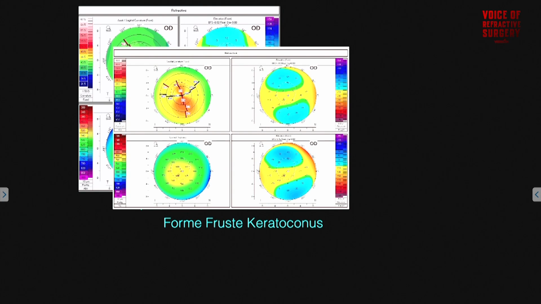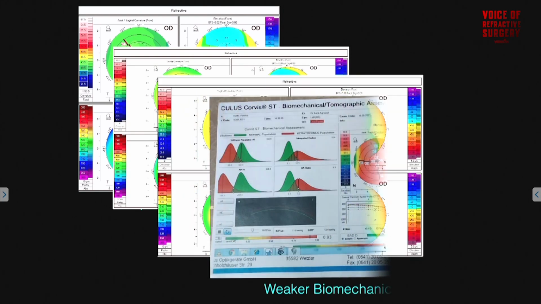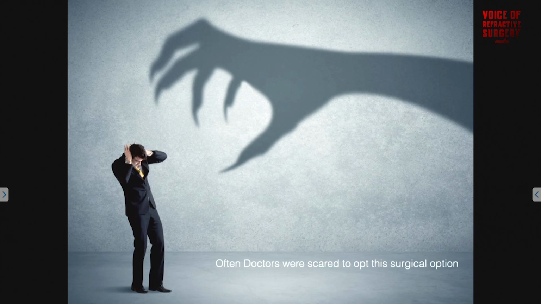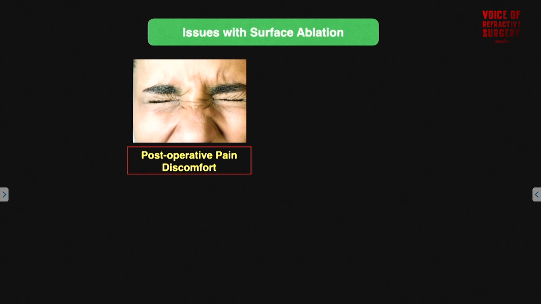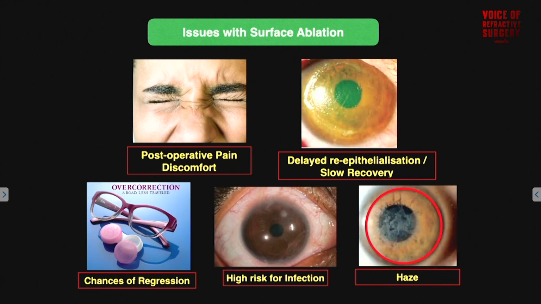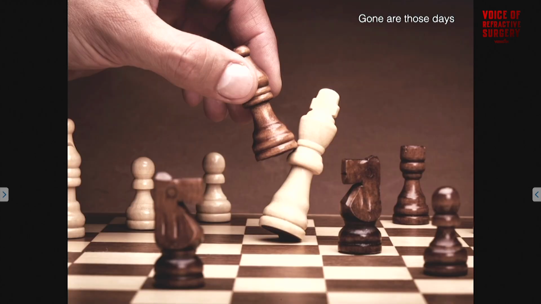We as surgeons would limit it to patients having suspicious scans, patients with form fruste keratoconus, thin corneas, and patients with weaker biomechanics. And we as doctors would be scared to opt for this surgical option for obvious reasons. The patient had most post-operative pain and discomfort. The epithelial healing would be slow. The patient would have slow recovery. There were higher chances of infection, more chances of regression, and of course, corneal haze.